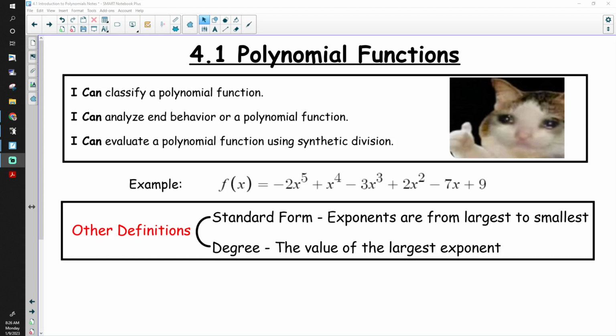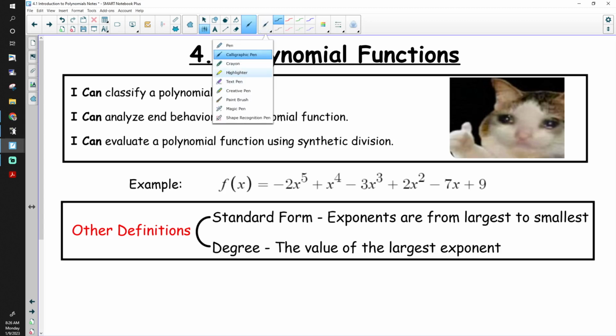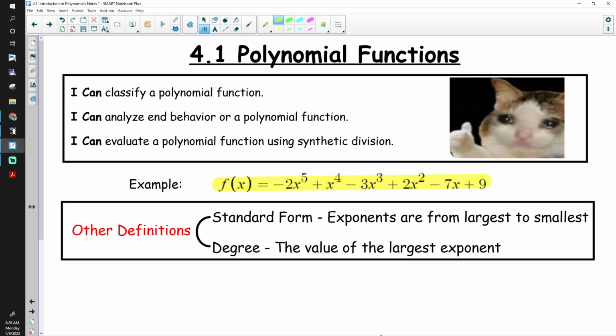You're going to be able to classify it, look at the end behavior, and then evaluate. We're going to do it using our calculator. So here is an example of a polynomial in function notation because it has the f of x. F of x equals negative 2x to the 5th plus x to the 4th minus 3x to the 3rd plus 2x squared minus 7x plus 9. That is a polynomial. It's long, isn't it?